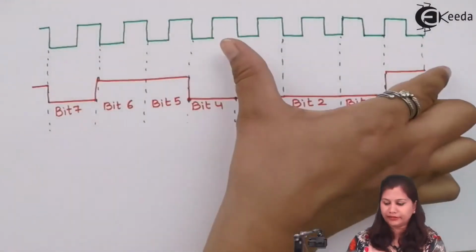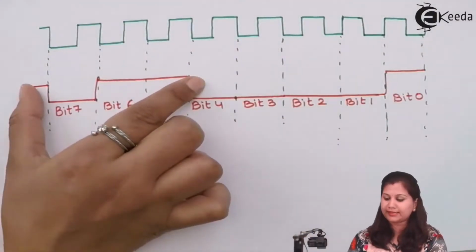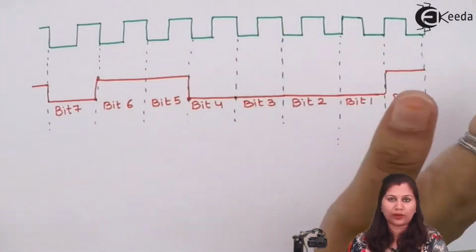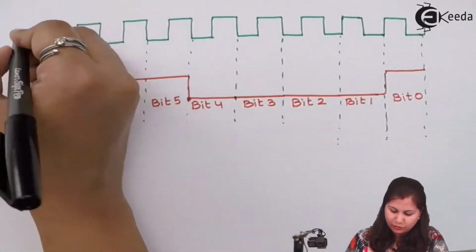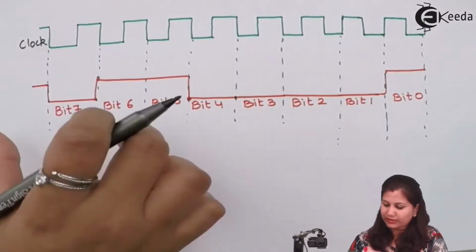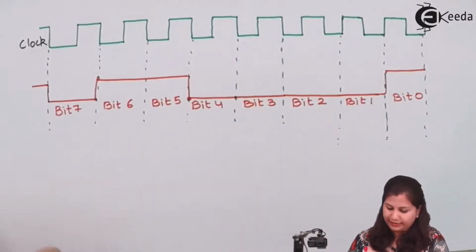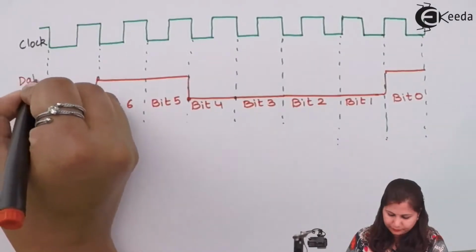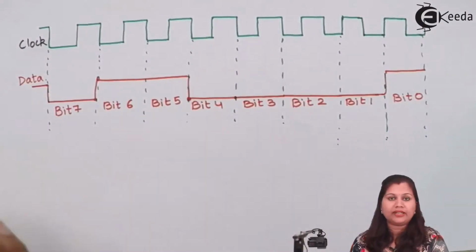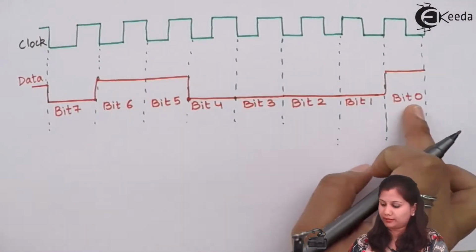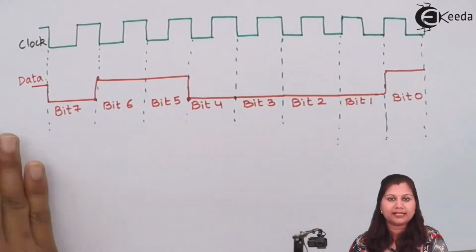So this is the green line, it is our clock pulse, it is a periodic pulse of voltage. So here you can say it is a square wave. And the data which we want to send, that is shown by the red line, that is our data. Here we have sent an 8-bit data. So 8-bit data will have 8 bits starting from B0, that is bit 0 to bit 7.